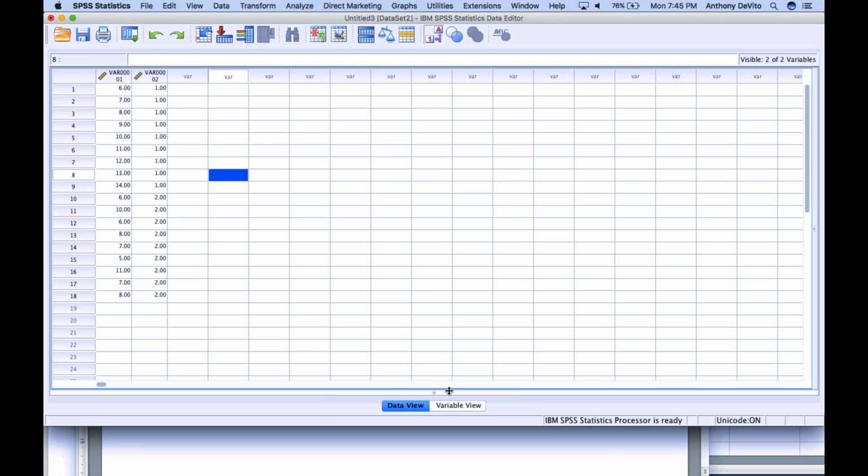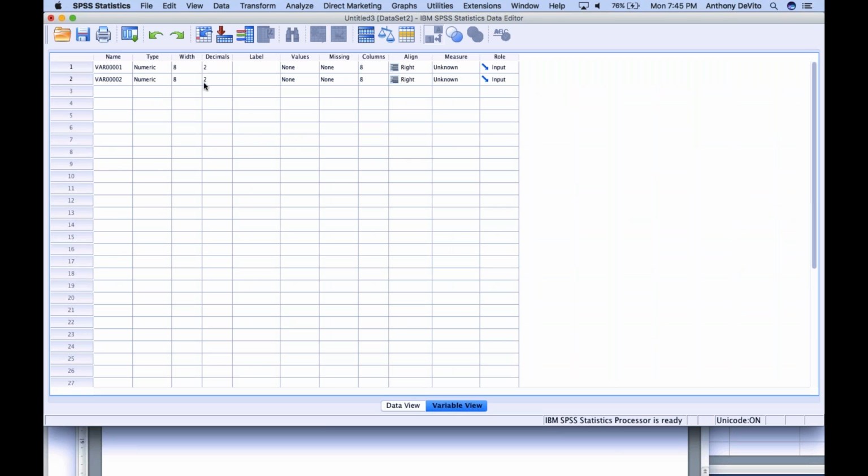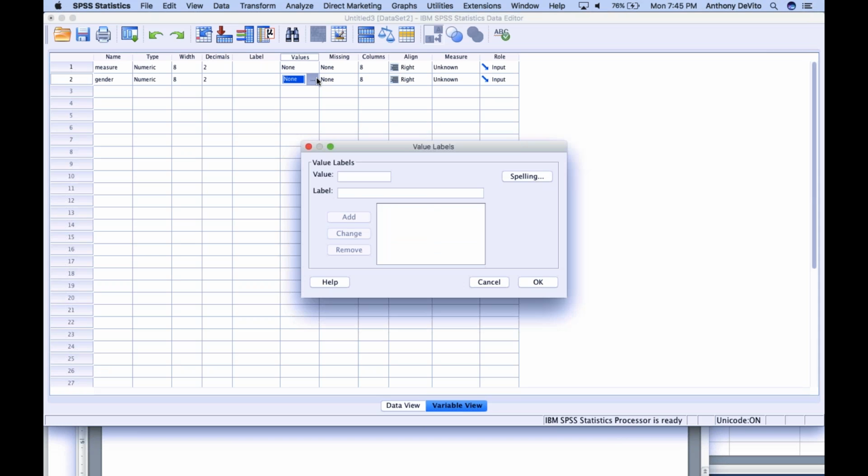So I'm going to go in here and tell it that this variable is a measure and this variable is gender. And for gender, 1 is going to be male, and 2 is going to be female, so that we can tell the difference between the two.